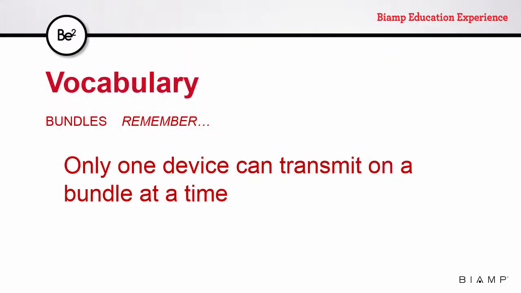Aside from those ranges, an important thing to remember about bundles is that only one device can transmit on a bundle at a time. That is, you cannot have some sources from device A and some sources from device B simultaneously transmitting on the same bundle number.